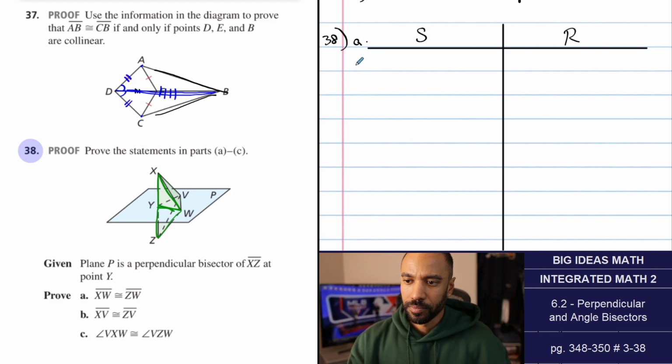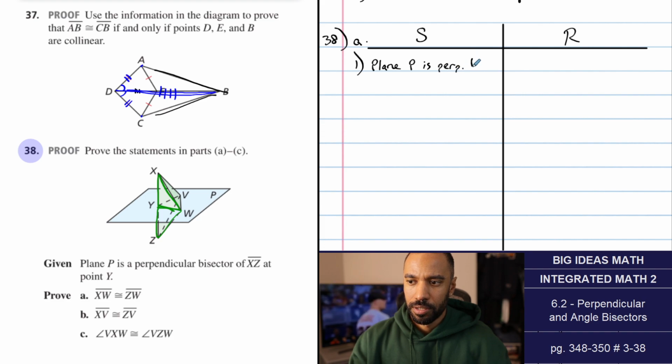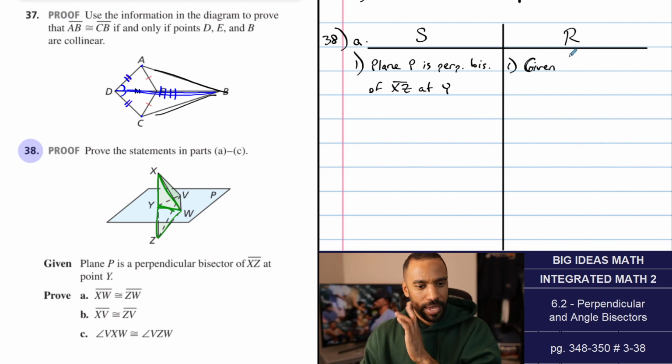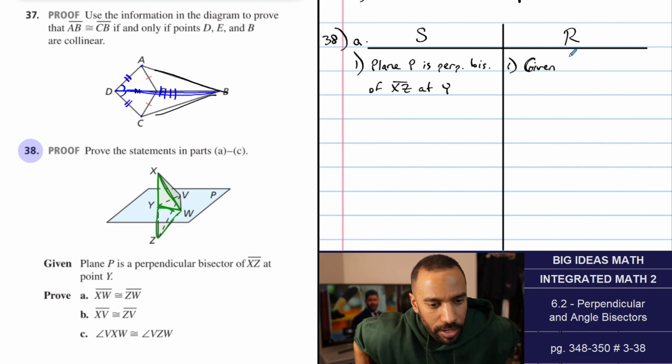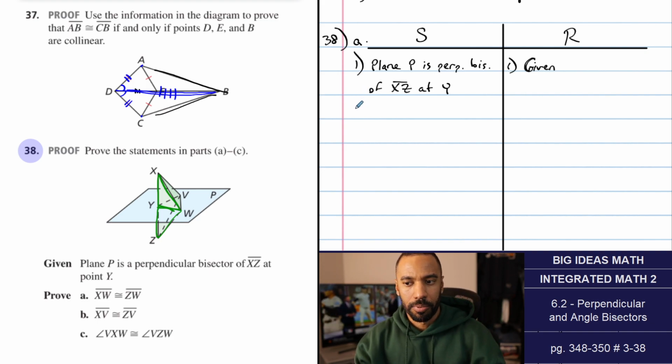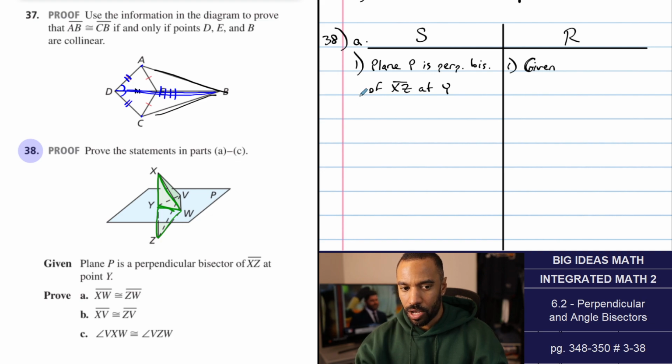So number one, plane P is perpendicular bisector of XZ at Y. I don't know if I need to state other points that are on the plane. I think that can be implied, or I think they imply it. I think that can be inferred because we don't ever mention that on other problems. So I don't need to mention that W is also on this plane with Y. It just happens to be a segment also that we see drawn. So I think that's fine.